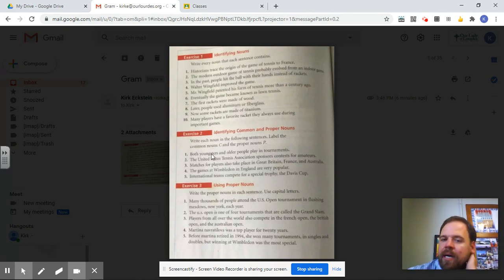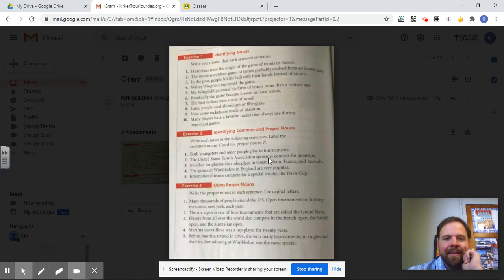Exercise two, real quick. Both youngsters and older people play in tournaments. So youngsters is a noun that's common. People is a noun that's common. Tournaments is a noun that's common. No other answers for that one. Number two, United States Tennis Association is all one proper noun. So USTA, the group, would be one proper noun.